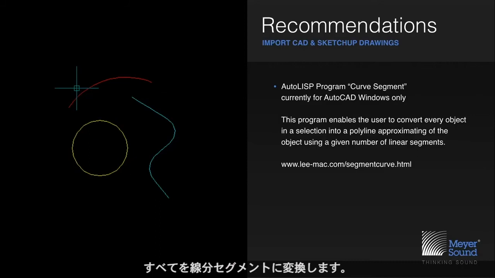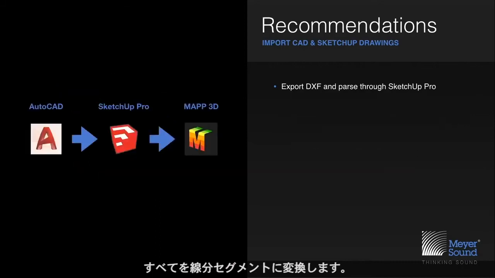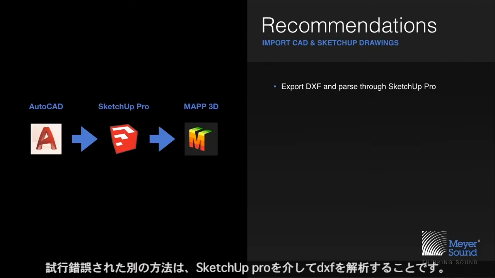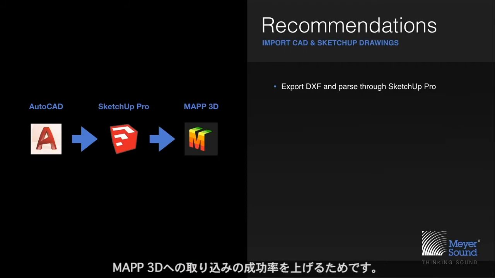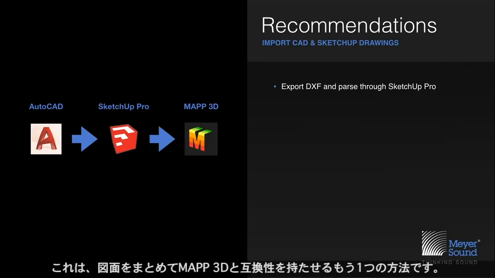Another tried and tested method is to parse your DXF through SketchUp Pro, because SketchUp Pro in the process will eliminate and convert a lot of those entities, and that will increase the successful importation into MAPP 3D. So that is another way of curating your drawings and making them compatible with MAPP 3D.